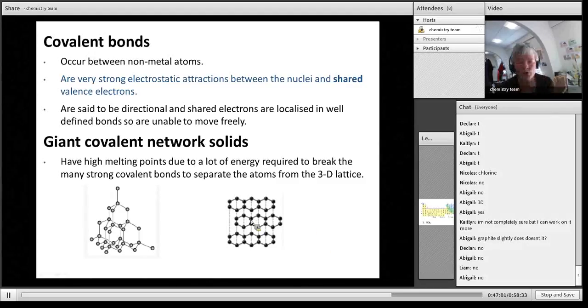Okay, you also notice that each carbon is bonded to how many other atoms? Is it 4, or is it less than that?